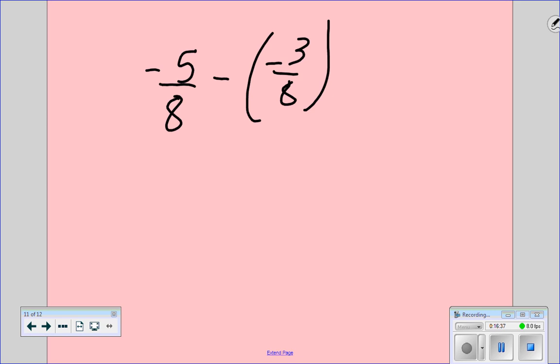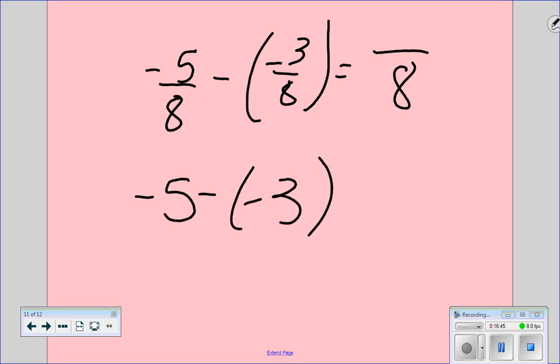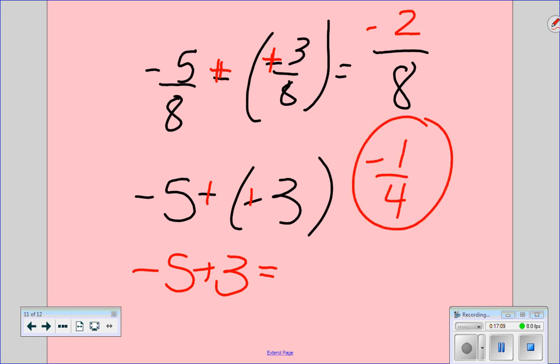Okay, so I know 8 is going to be my bottom number. How many of you rewrote it like this? Help yourself out. We need to rewrite it. I hope you did. Keep, change, change. Because that's how it would be now. So you have negative 5 plus 3. Negative 2 eighths, but I can reduce that to negative 1/4, which should be your answer.